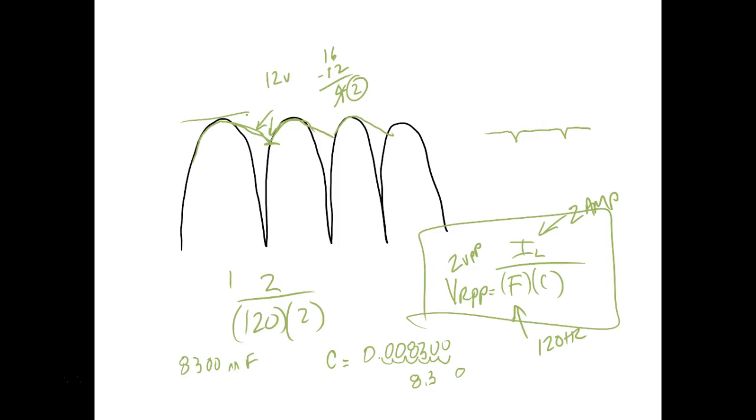So how much power would our regulator have to dissipate? We'd say 16 minus 12, so it's going to have to dissipate 4 times 2, which would be at least 8 watts. We'd probably double that.